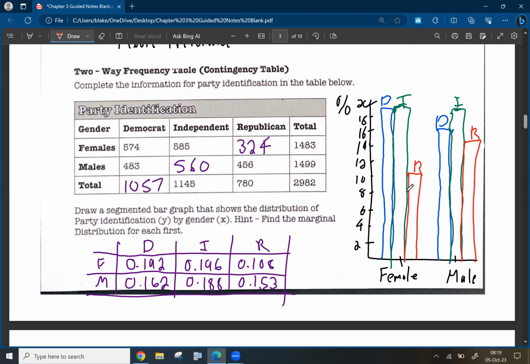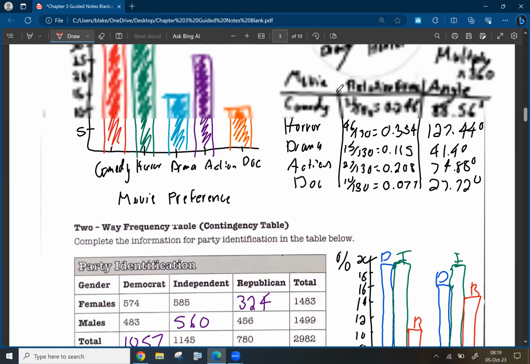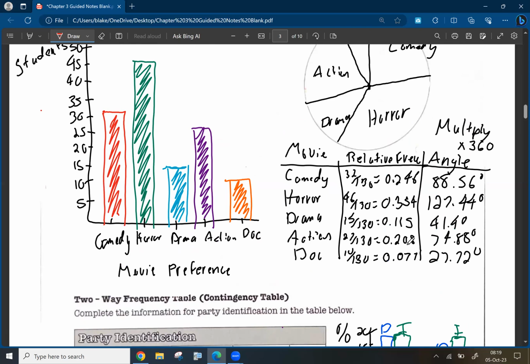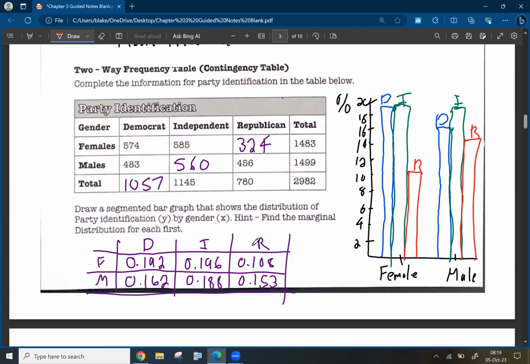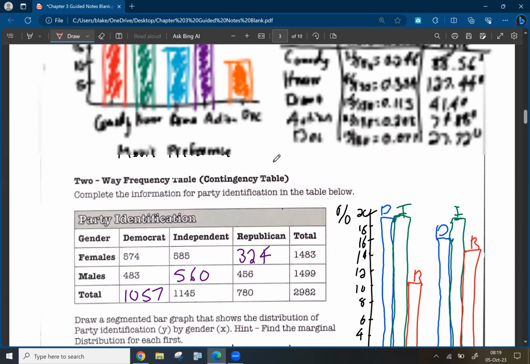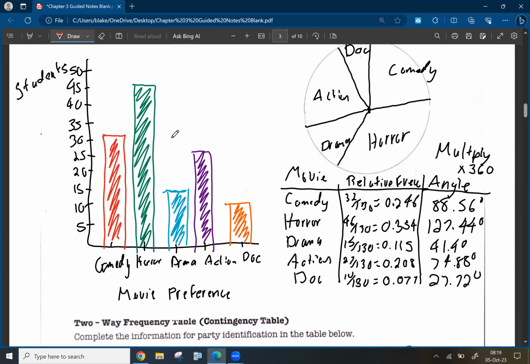The main things to take away here are creating a table like this, being able to make or at least know what the segmented bar graphs, regular bar graphs, and pie charts look like. Also don't forget about calculating relative frequency and central angle. The calculations of relative frequency, central angle, and marginal distribution are important. And then just being able to read and interpret the different graphs.